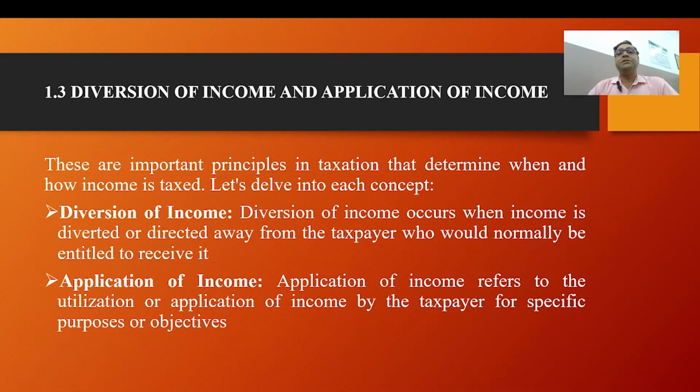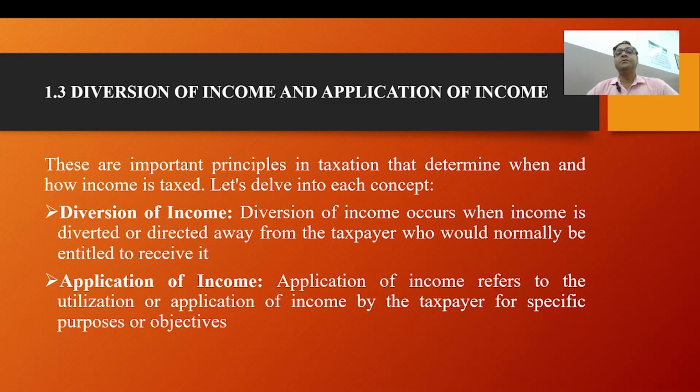Diversion of income occurs when income is diverted or directed away from the taxpayer who would normally be entitled to receive it. In such cases, the income is not considered taxable to the taxpayer who earns it, but rather to the person or entity to which it is diverted. This principle is often invoked to determine the taxability of income that is diverted before it reaches the taxpayer's control. I am giving some examples of diversion of income.